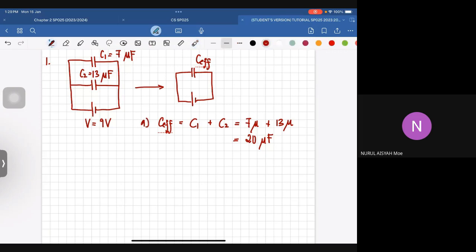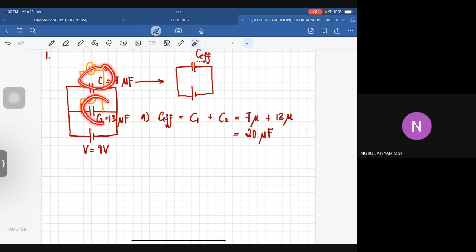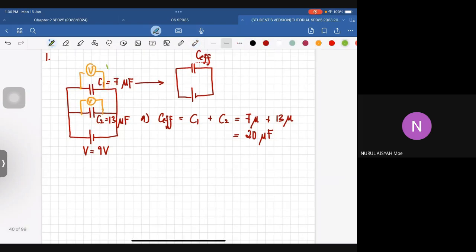Next, we have to calculate the potential difference across each capacitor. Across each capacitor means we assume there is a voltmeter connected to each capacitor. So here is one voltmeter, and then we have another voltmeter here. We are asked to calculate what V1 is and what V2 is. So how do we find V1 and V2 now?